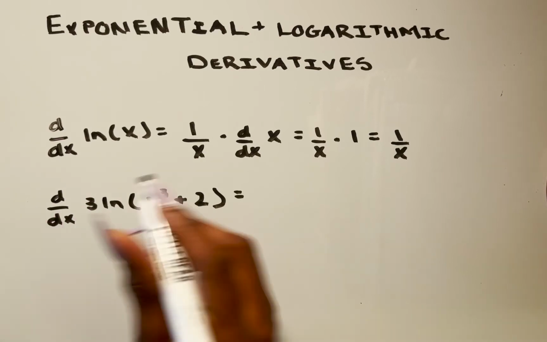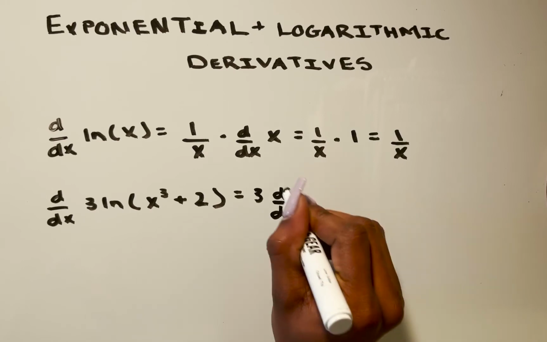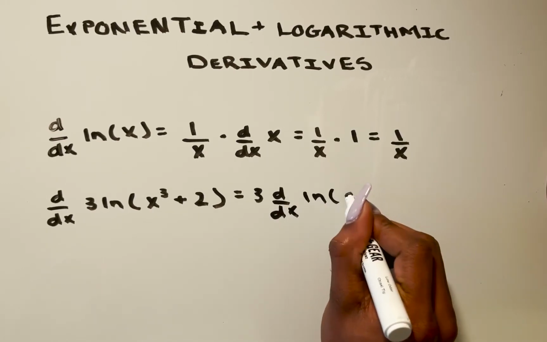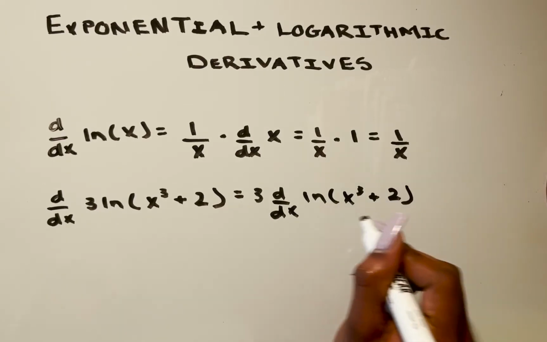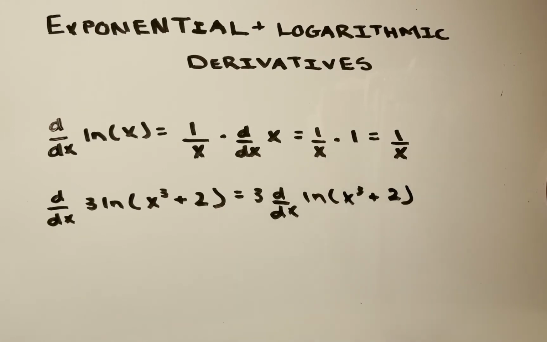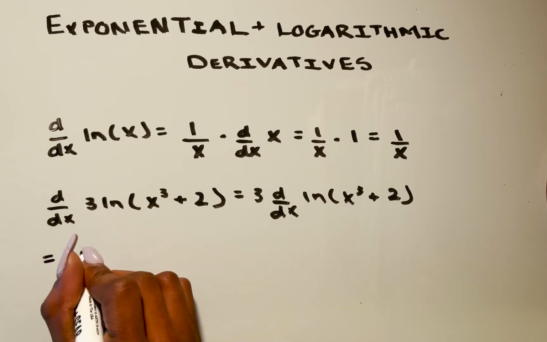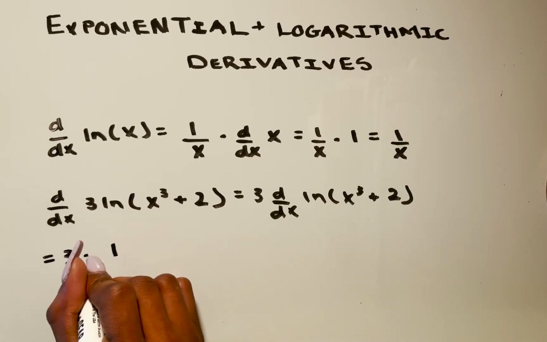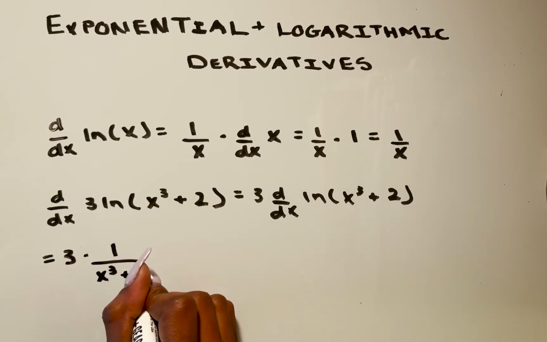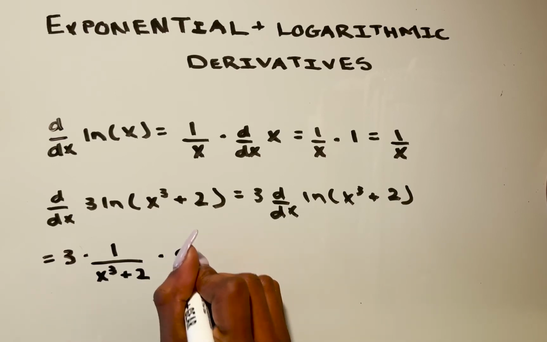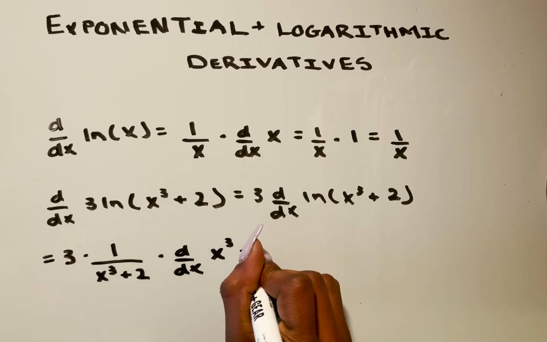Note that 3 acts as a constant in this example, so we'll actually move it to the outside of the derivative. So that gives us 3 d/dx ln of x cubed plus 2. So this is really what we're trying to find the derivative of right now, ln of x cubed plus 2. So how do we find the derivative of a log function? Well, again, we're going to take 1 over the stuff inside of the parentheses, x cubed plus 2, and then we'll multiply that times the derivative of the stuff in the parentheses, x cubed plus 2.